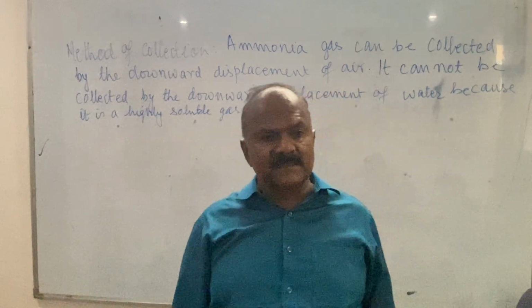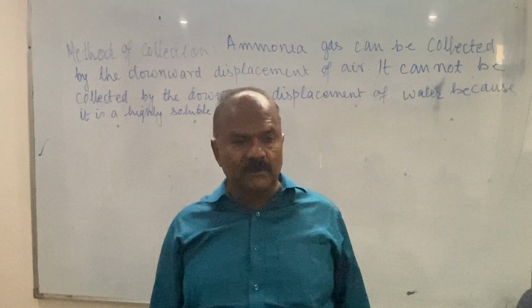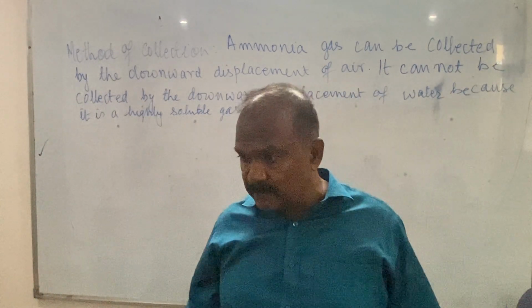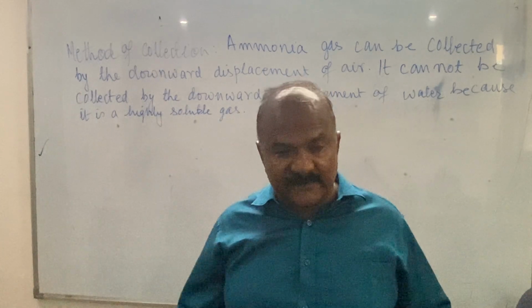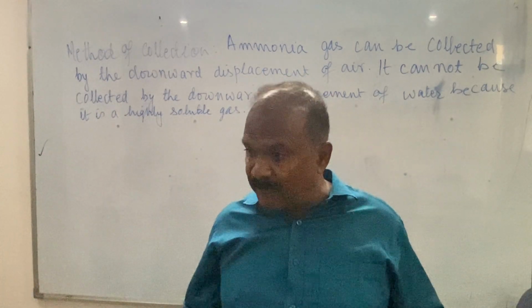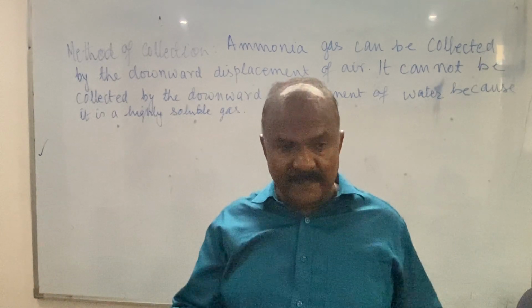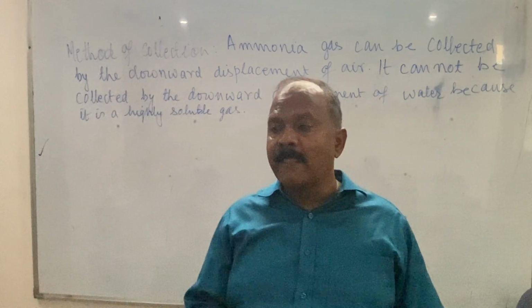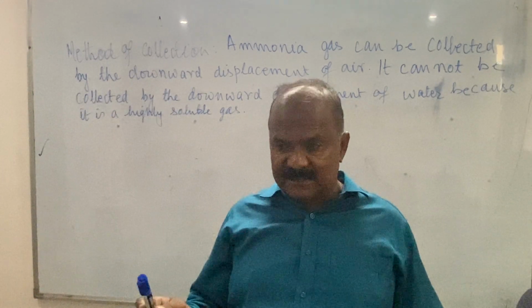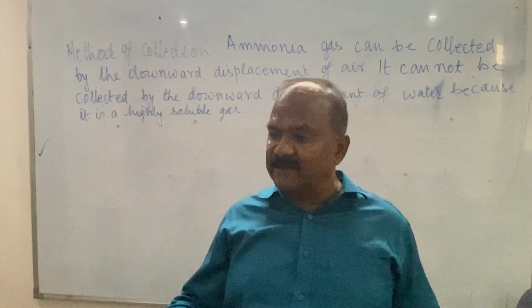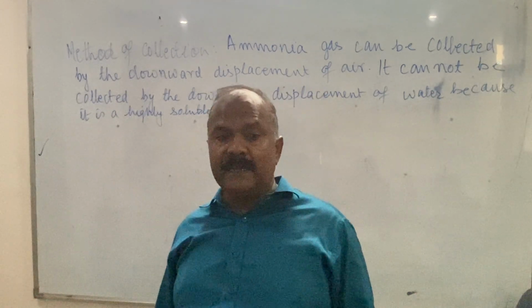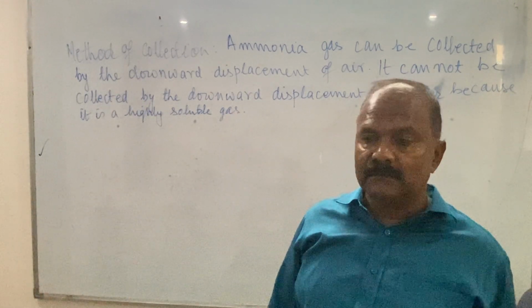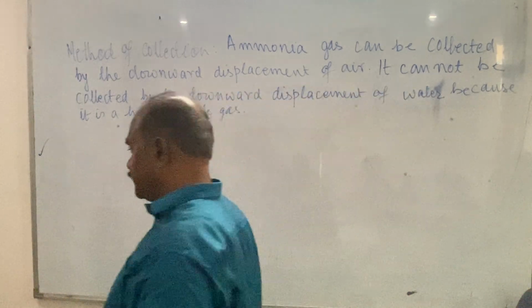Another test: if you pass ammonia gas through ferrous sulfate solution, it will form a dirty green precipitate. If you pass ammonia gas through lead nitrate solution, it will form a heavy white precipitate of lead hydroxide. Got it? And if you pass ammonia gas through copper sulfate solution, first it will form a pale blue precipitate, and then in excess it will become an inky blue, transparent blue colored solution. Is that clear? So let's write that.